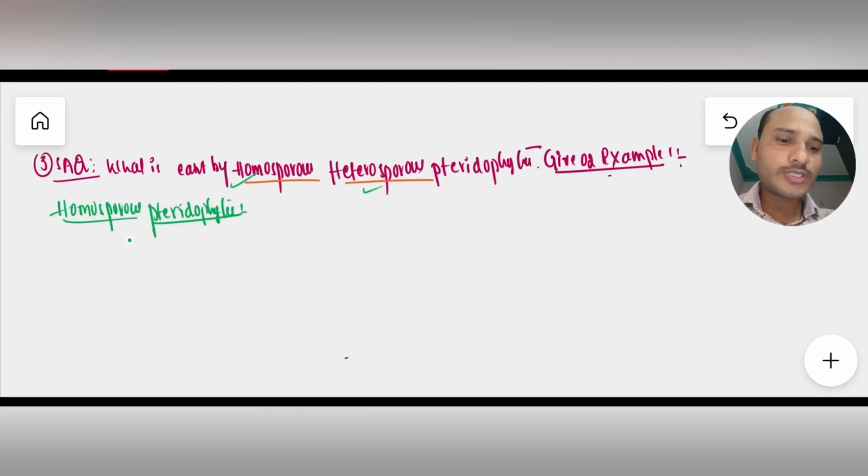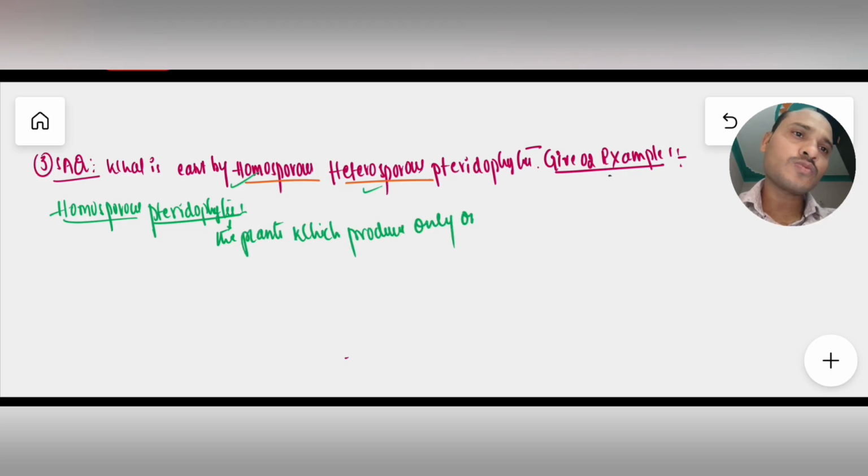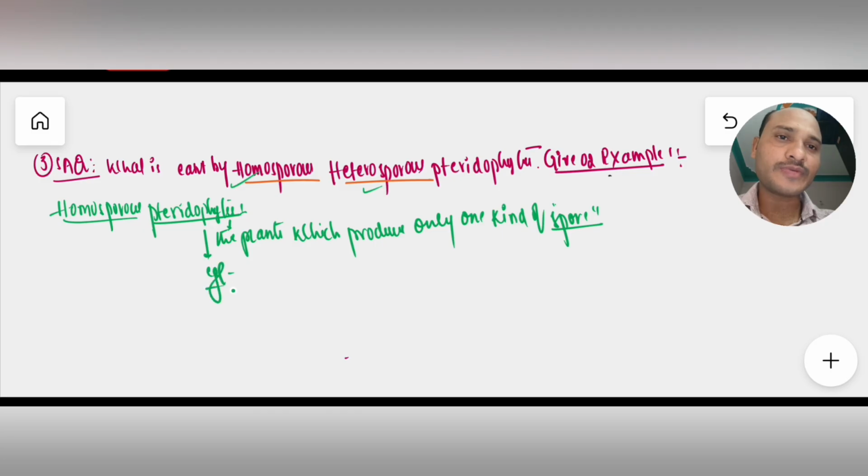Homosporous pteridophytes means, remember, the plants which produce only one kind of spores. Such spores are called homosporous. Examples of pteridophytic plants are Lycopodium and Pteris. Remember these two examples, that's enough. The important highlight is only one kind of spores, all spores similar in structure. Homo always represents similar, meaning only one kind.